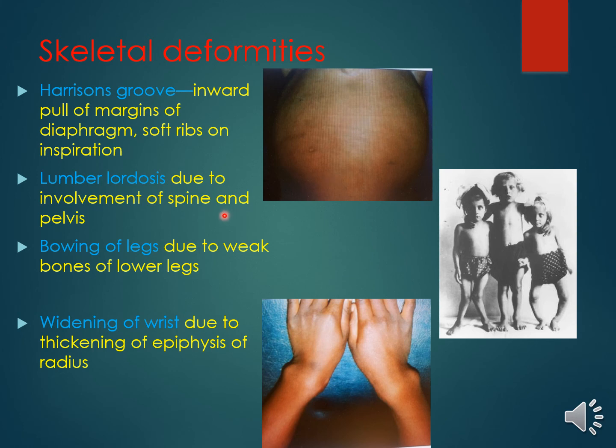Lumbar lordosis due to involvement of spine. Bowing of legs: the leg bones are weak, so they give way as a result of the pressure of weight. So there will be bending of the long bones. Sometimes there is knock knees. The deformity is such that there is approximation of knee joints. Excessive laying down of osteoid matrix in the epiphysis of the radius will cause thickening and widening of the wrist, known as widening of wrist.